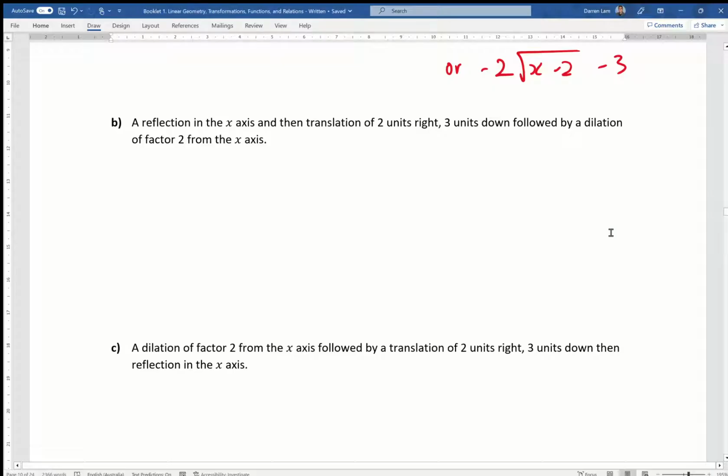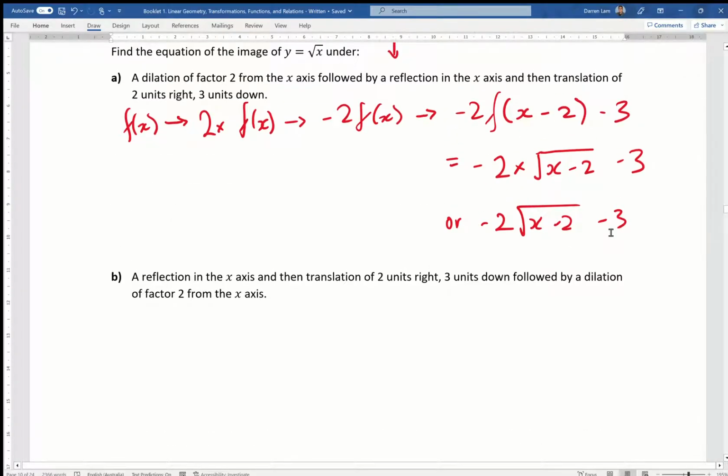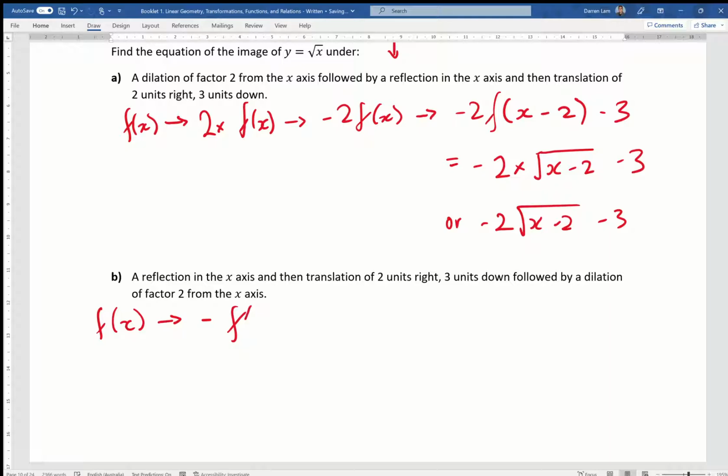A reflection in the x-axis, so we're still doing the same y equals root x. Reflection in the x-axis, so that becomes f of x, translating towards negative f of x. Not translating, sorry, reflecting. Right? And that goes into, and let's see, it says translation of 2 units to the right, 3 units down. Now you note it goes reflection, translation, and then tells us dilation. It's telling us the specific order, we follow it.